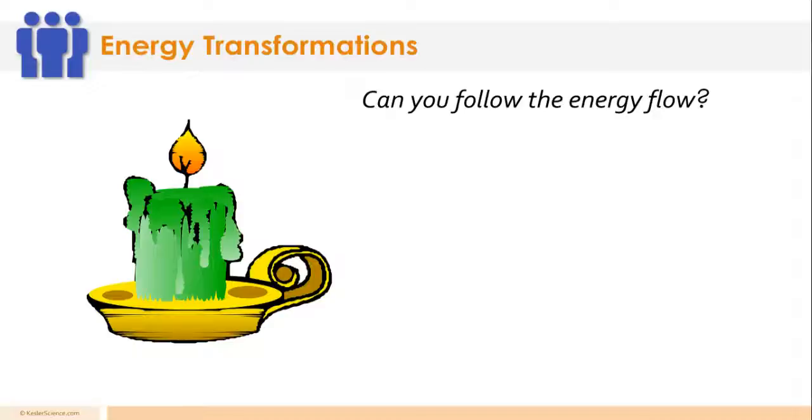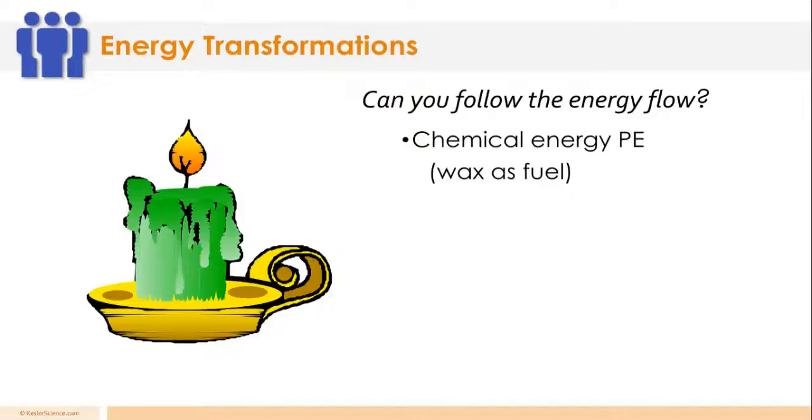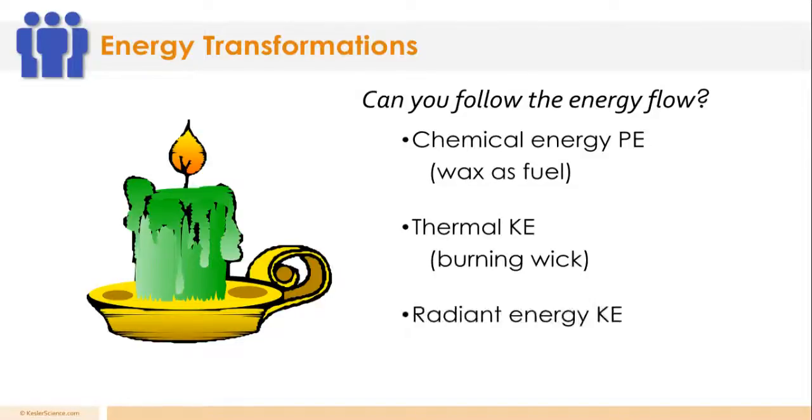Can you follow the energy flow of this candle? It's chemical energy, the potential energy that's there in the candle with the wax as a fuel, turned to thermal energy with the burning wick. Also, radiant energy with the light. And so that's the example where I talked about how it could transfer to two different types of energy. That chemical energy transferred to two different types, thermal and radiant.